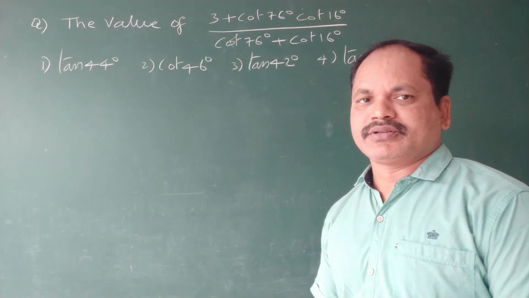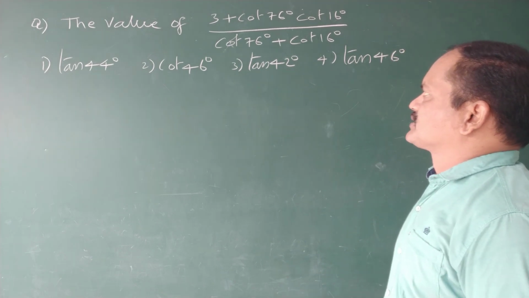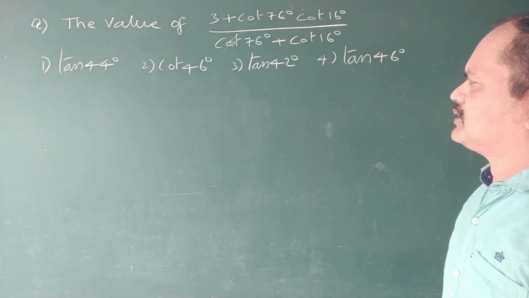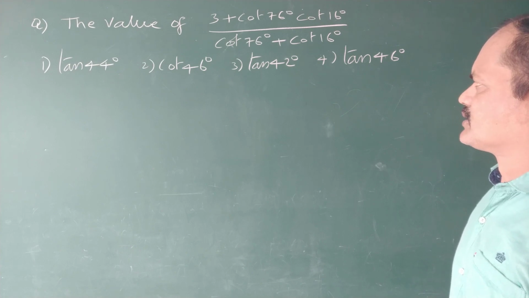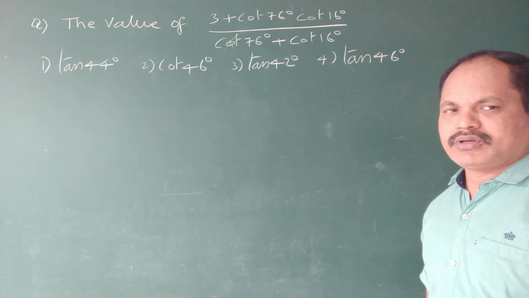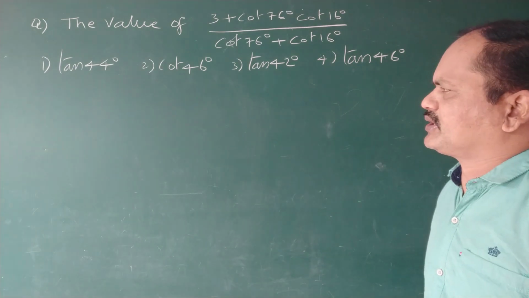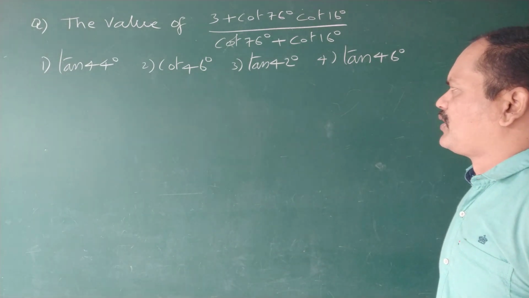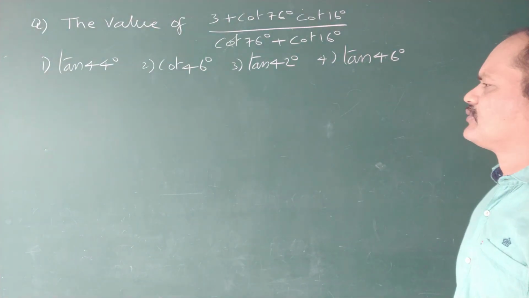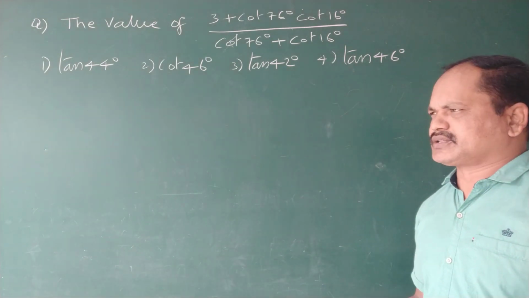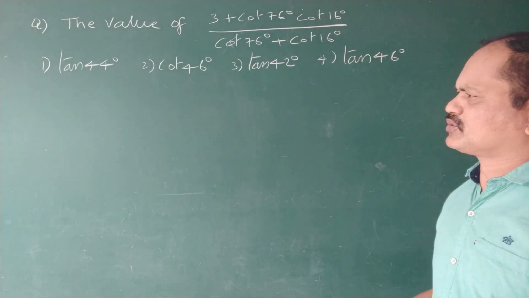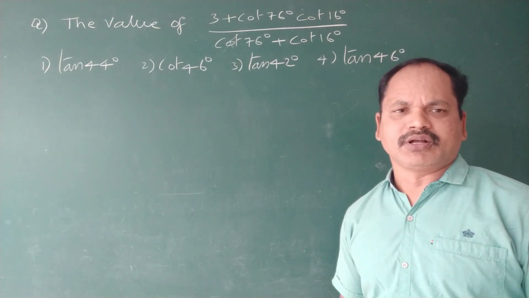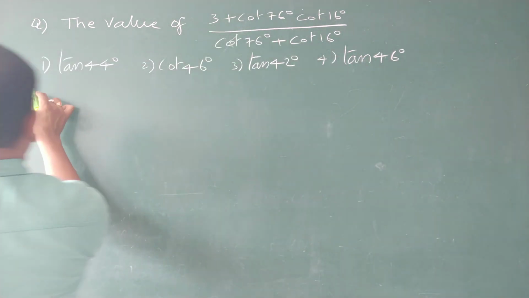Now the next question. The value of (3 plus cot 76 degrees cot 16 degrees) whole by (cot 76 degrees plus cot 16 degrees) is equal to: first option tan 44 degrees, second option cot 46 degrees, third option tan 42 degrees, and fourth option tan 46 degrees. Now we have to solve this question. Actually, this is a memory based question, depends upon the formula. Now, the solution for this question.